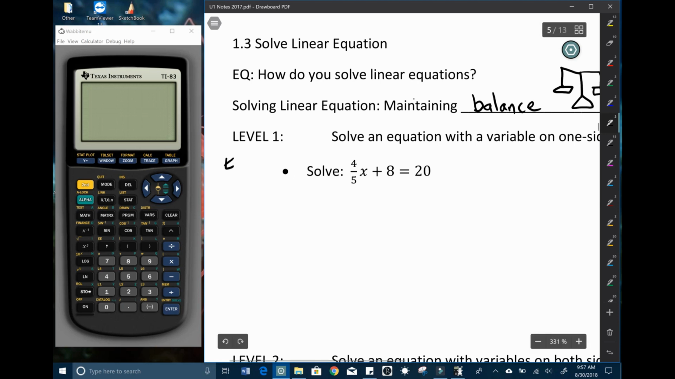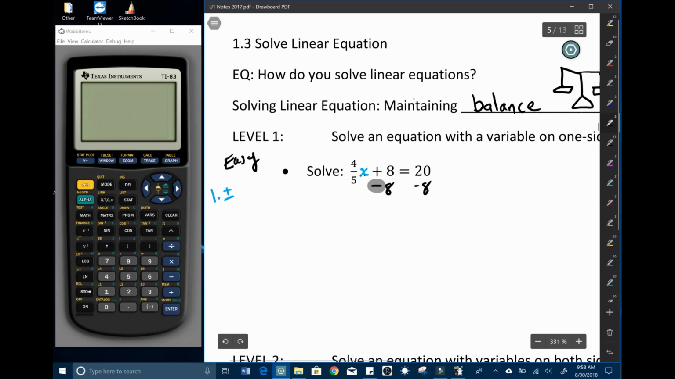So level 1, these are pretty easy, in that you just have a variable on one side of the equation. You just have x there. Now the first thing you want to do is, it's kind of reverse order of operations. So PEMDAS is order of operations. The first thing we want to do is add or subtract. Okay, so we want to get this x by itself. To start, we're going to subtract 8 from each side.